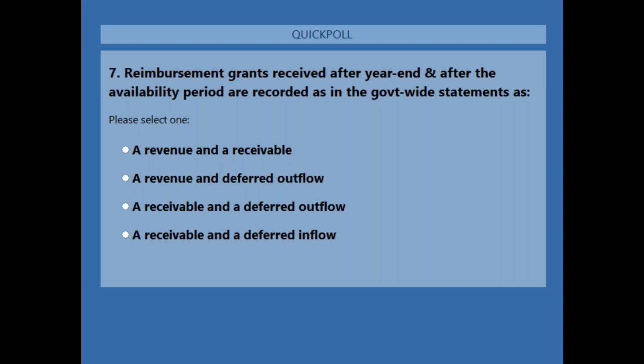So now we're in the full accrual basis statements. Naturally, the availability period doesn't matter anymore. Right, we've left the land of modified accrual. We have no period of availability for our government-wide statements. So I think we all know that we still have a receivable, right? So the real question is, do I have a revenue or not, in my government-wide statements for this?